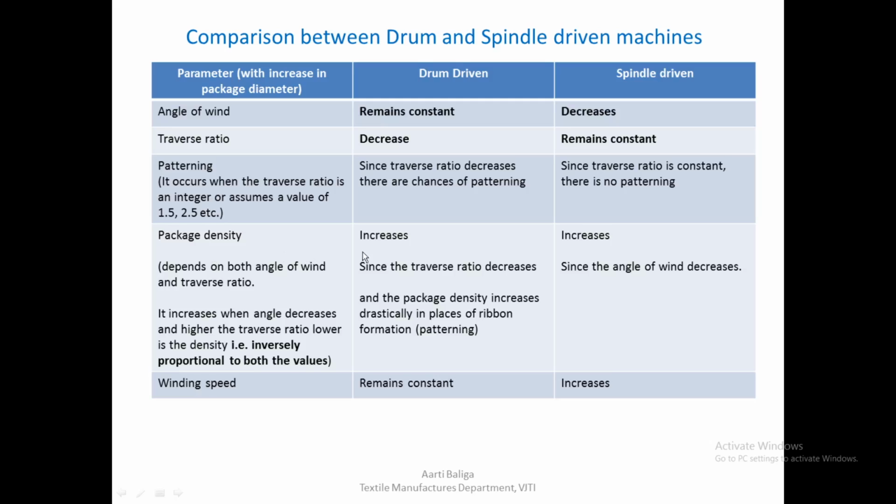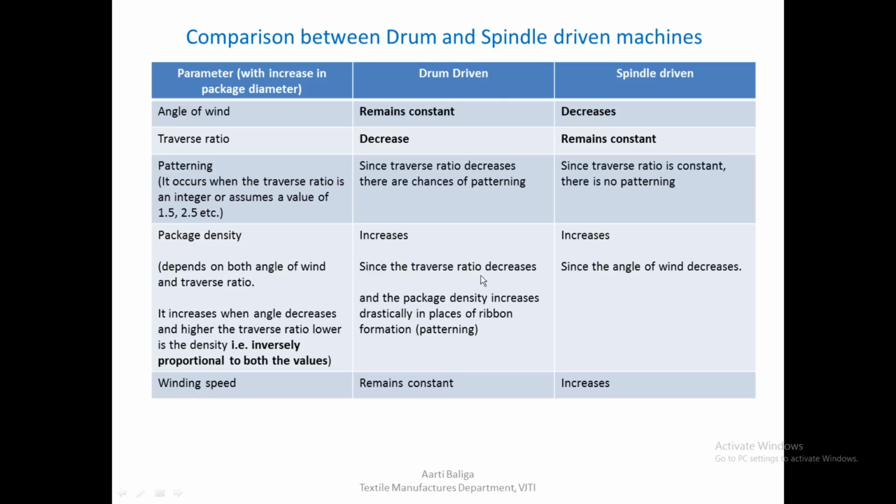Package density would definitely increase in this case, and even in this case we see that the package density would increase, because one of the two factors, which is angle of wind and traverse ratio, which affect package density, as we have seen in the earlier lecture. One of them is changing in both the cases, so package density would change. It depends on both the angle of wind and the traverse ratio.